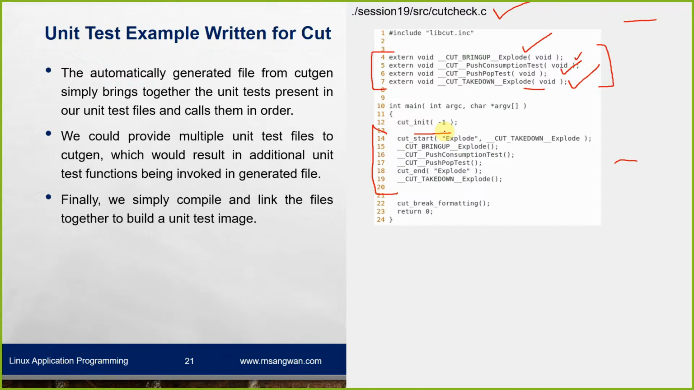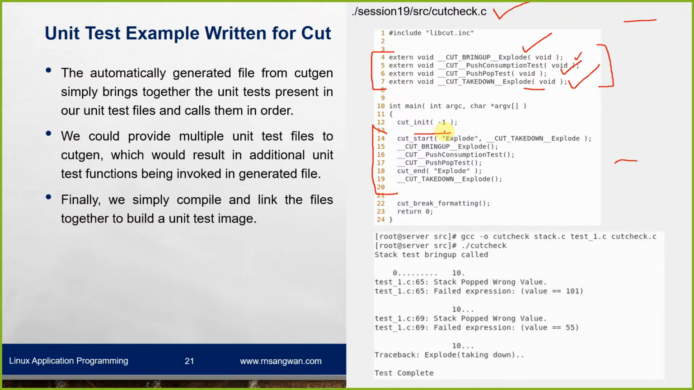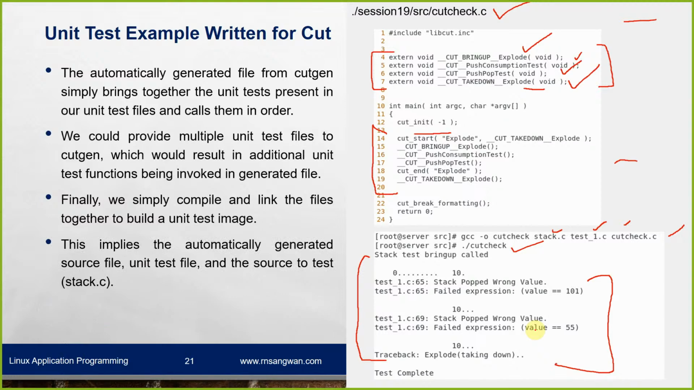Finally, we simply compile and link the files together to build a unit test image, that is, a binary executable file. So this is what we are doing. We are compiling stack.c, test1.c, and check.c, and then running it, and you will see the results here. In my case, test complete. You will see how they are called, what value is expected, and what value is returned. This implies that the source files are automatically generated, along with the unit files and the source to test the stack.c program.